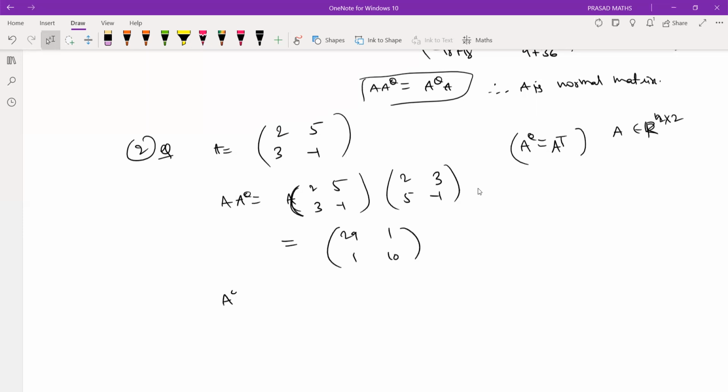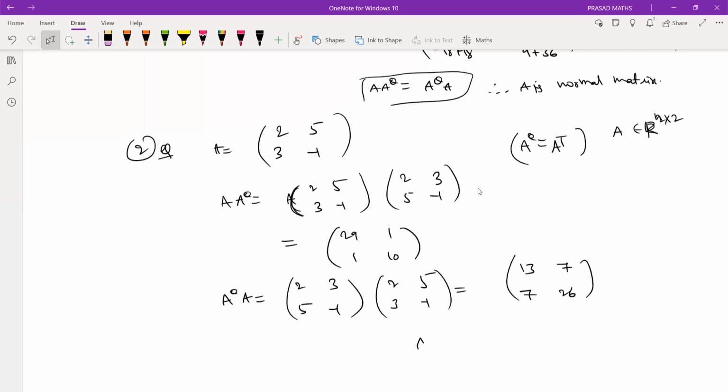Similarly, A theta into A, what is this? 2, 3, 5, minus 1, right? Times 2, 5, 3, minus 1. Therefore, what is this? 4 plus 9. What is this? 13. Next, 10 minus 3, 7. 25 plus 1 is nothing but 26. So are they equal? No. A into A theta is not the same as A theta into A. Therefore, A is not normal.